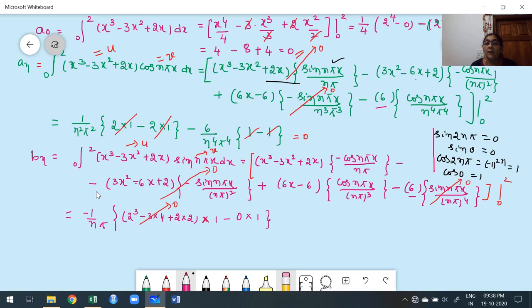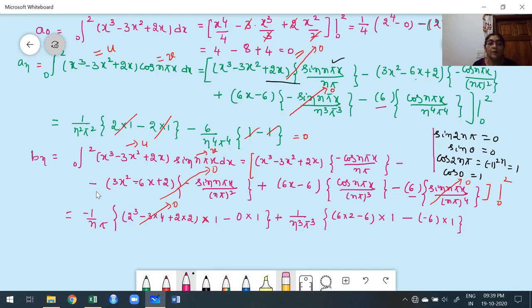Okay. Now, move to this term. Here I have to keep 1 by n cube pi cube as a constant and then apply the upper limit. What is the upper limit? 2. 6 2s are 12. 12 minus 6 into cos 2n pi is 1, minus lower limit. Lower limit is 0, x is 0. What we get? Minus 6 into cos 0 is 1.